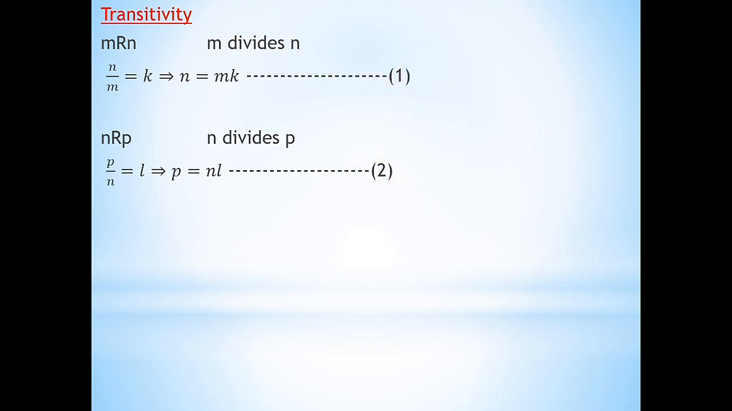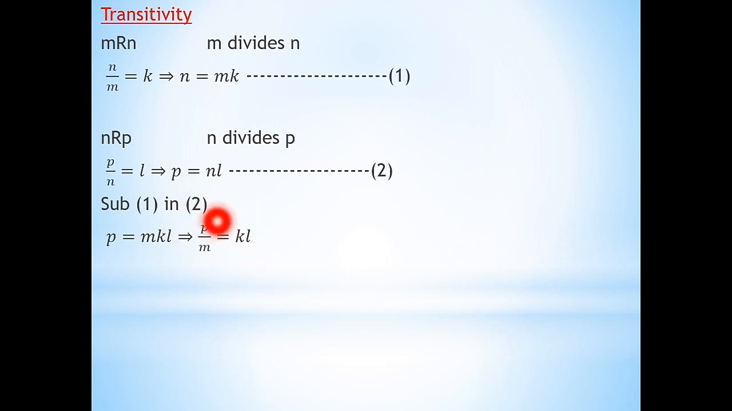Right, now what I'm going to do is substitute. Now substituting 1 in 2. This 1 is substituted in 2. So in the place of n, this mk is substituted. So p becomes mkl. Okay, right. So bring this m to the denominator. So p by m is equal to kl.